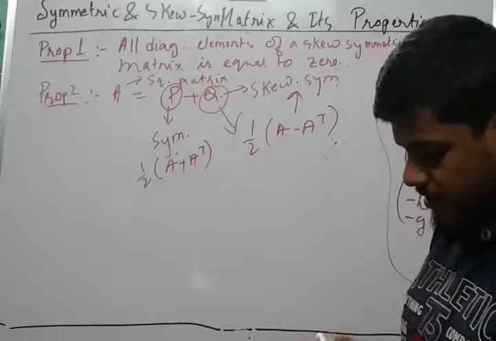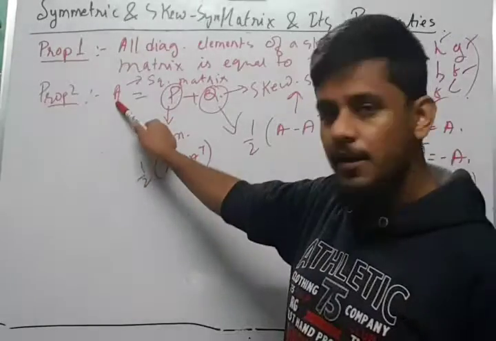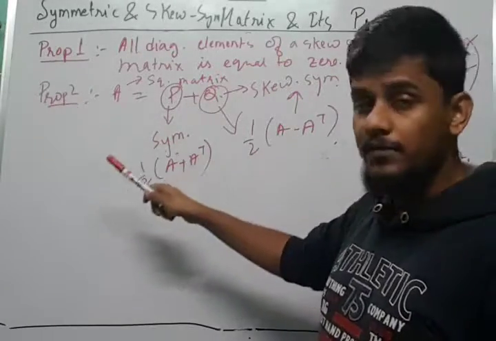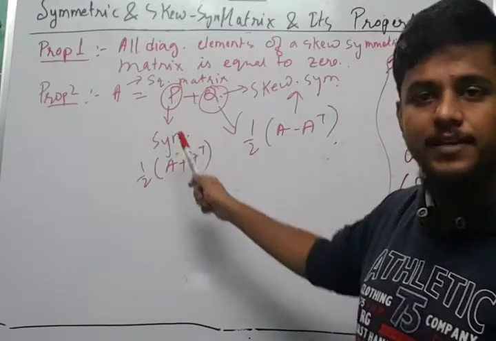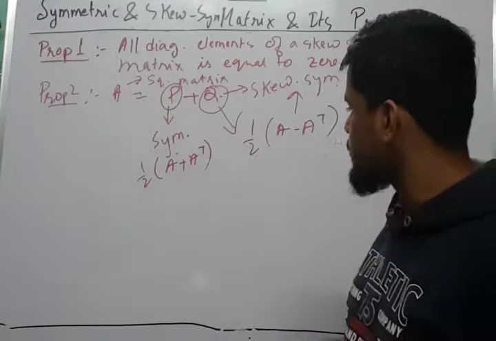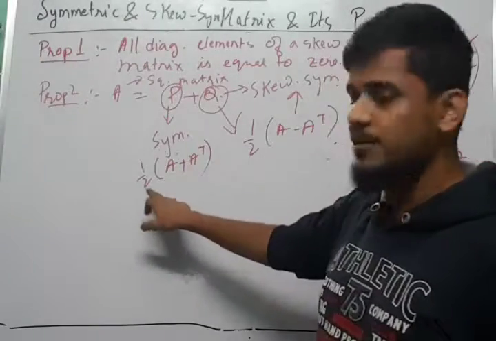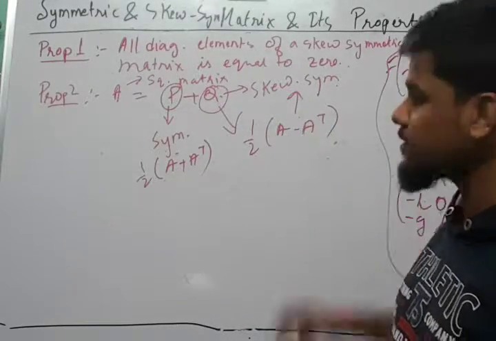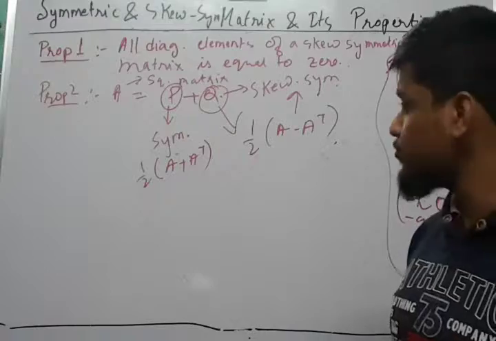So property 2 basically says that if we have a square matrix A, then that square matrix can be taken as the sum of two matrices, suppose P and Q, where P is a symmetric matrix and Q is a skew symmetric matrix. And in that case, P can be written as half into A plus A transpose, and Q can be written as half into A minus A transpose. So this is property 2.